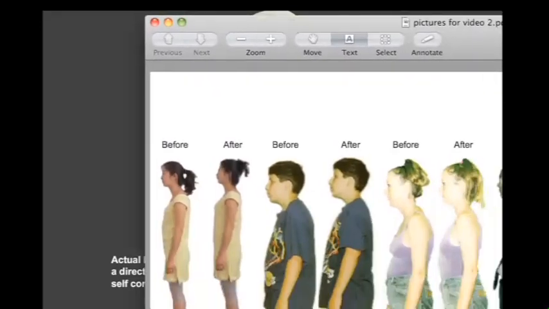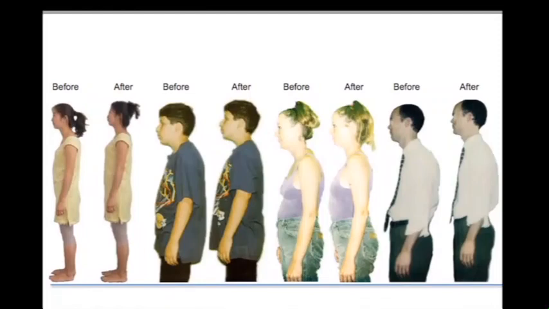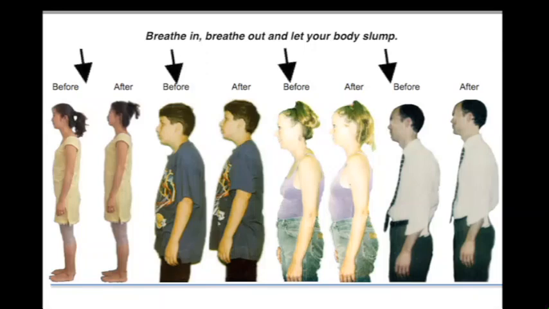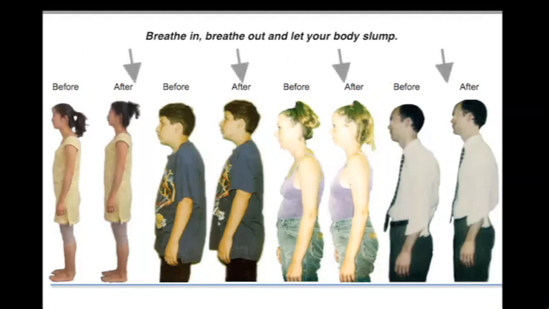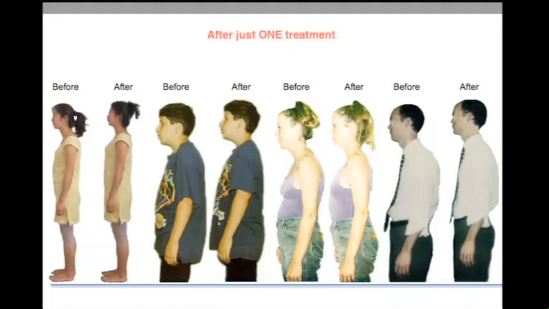If we show you actual people and you look at them, all of these pictures are breathe in, breathe out, relax, and let your body slump. They are relaxed in the before treatment pictures, and they are relaxed in the after treatment pictures. And you could see how their bodies collapse in the before pictures. All they had was one time, one treatment. You can see they're in the same clothing.